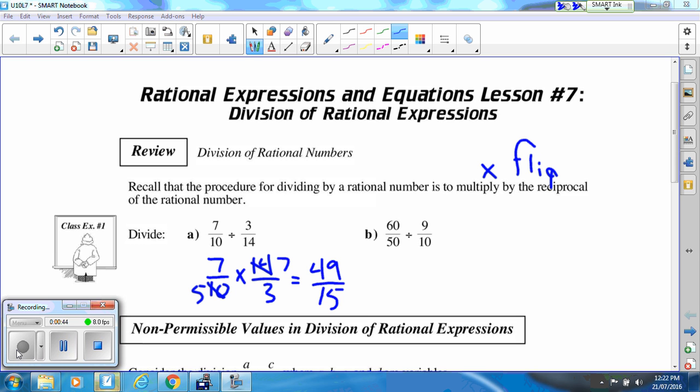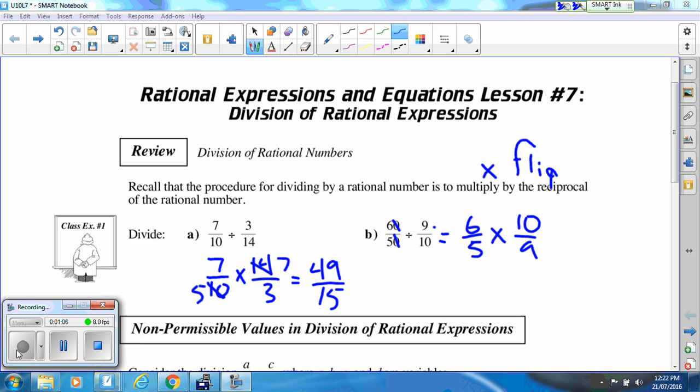If I had something like this, I can actually do a bunch of reduction first. Instead of 60 over 50, I can make that 6/5. 9/10 doesn't reduce, but 60 over 50 to 6/5 is much nicer. And then what I do is I multiply by the reciprocal. So 6/5 times 10 over 9, and now I can do some more reduction.